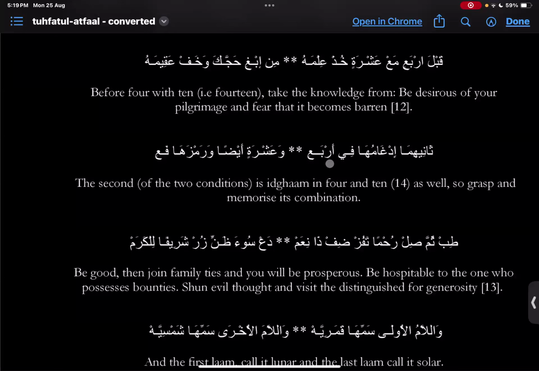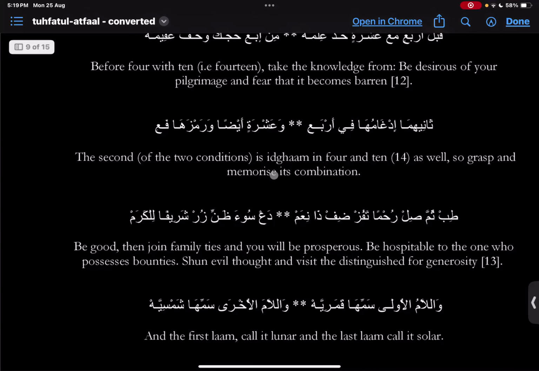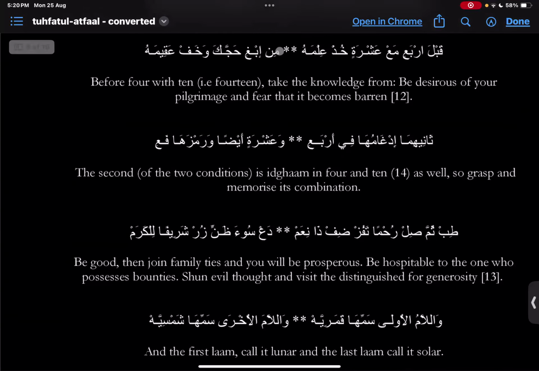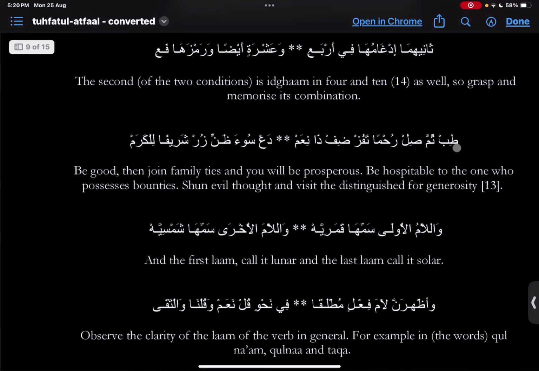ثانيهما إدغامها في 14 أيضا ورمزها فعل. And the second condition is idgham, again, and also 14 letters. So memorize this combination. Again, we said 14 letters for izhar, 14 letters for idgham. Perfect split. And it's the first letter in each of these words here: طب ثم صل رحما تفز ضف ذا نعم دع سوء ظن زر شريفا للكرم.